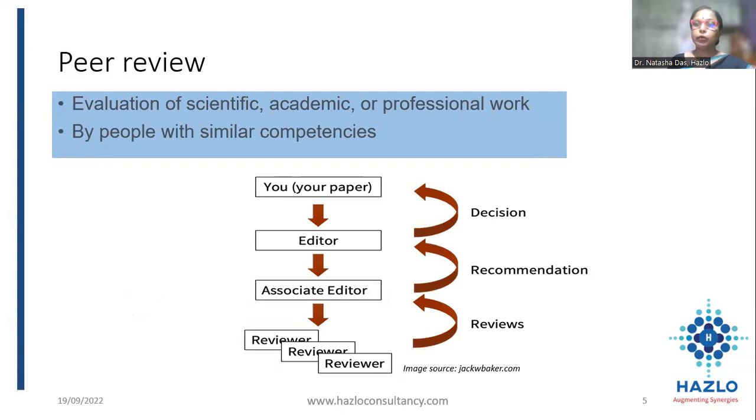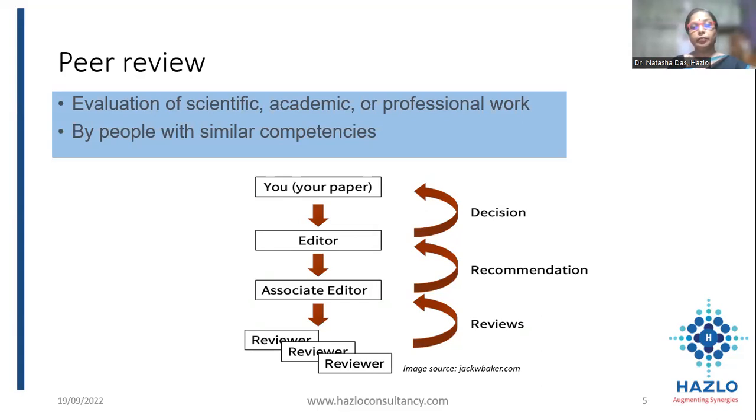When you submit your paper to the journal, the editor reviews it first and may make a decision about your paper. There may be a desk rejection, or the editor may decide to send it to an associate editor if there is one. The associate editor may make a recommendation based on which the editor can make a decision. If they find it suitable for peer review, they will send it to a number of reviewers. This number varies from journal to journal.